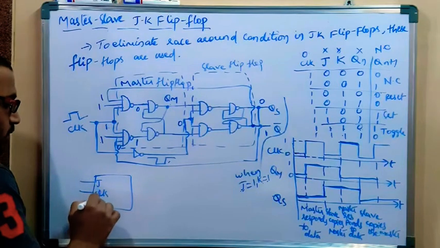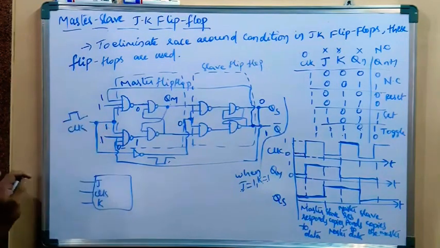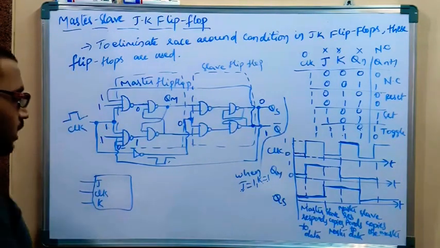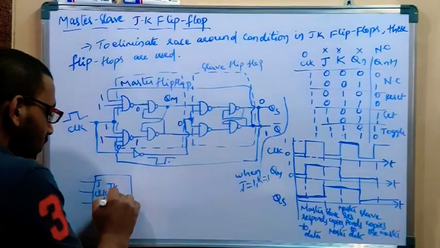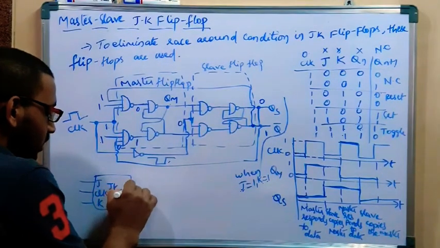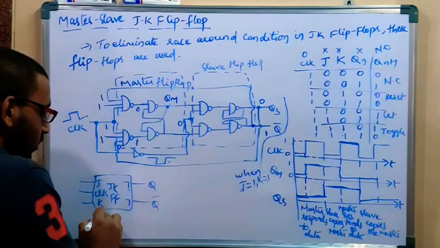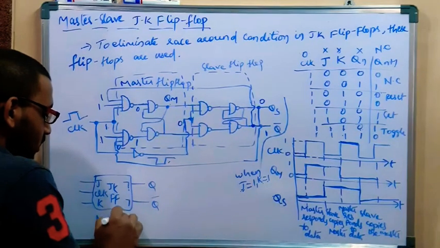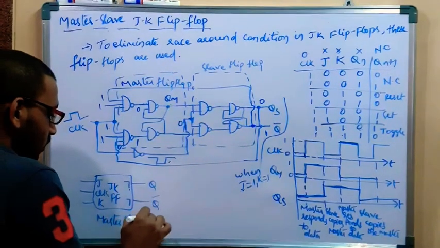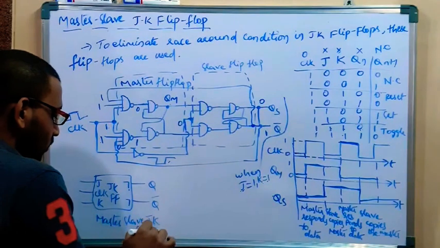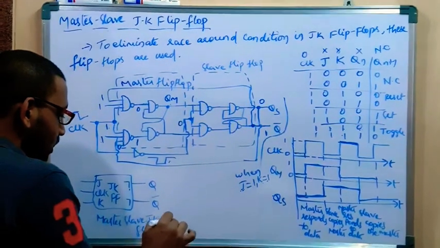There is no indication for clock because master slave flip-flops are pulse triggered. So the outputs we are representing like this: Q, Q complement. This is the master slave JK flip-flop logic diagram.